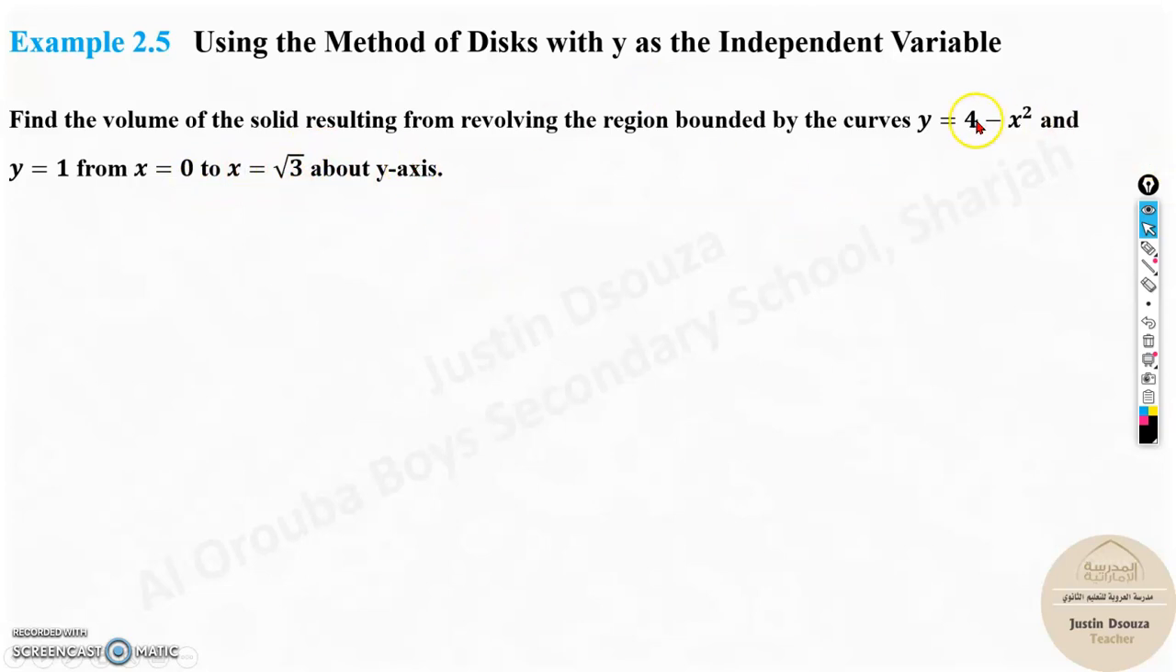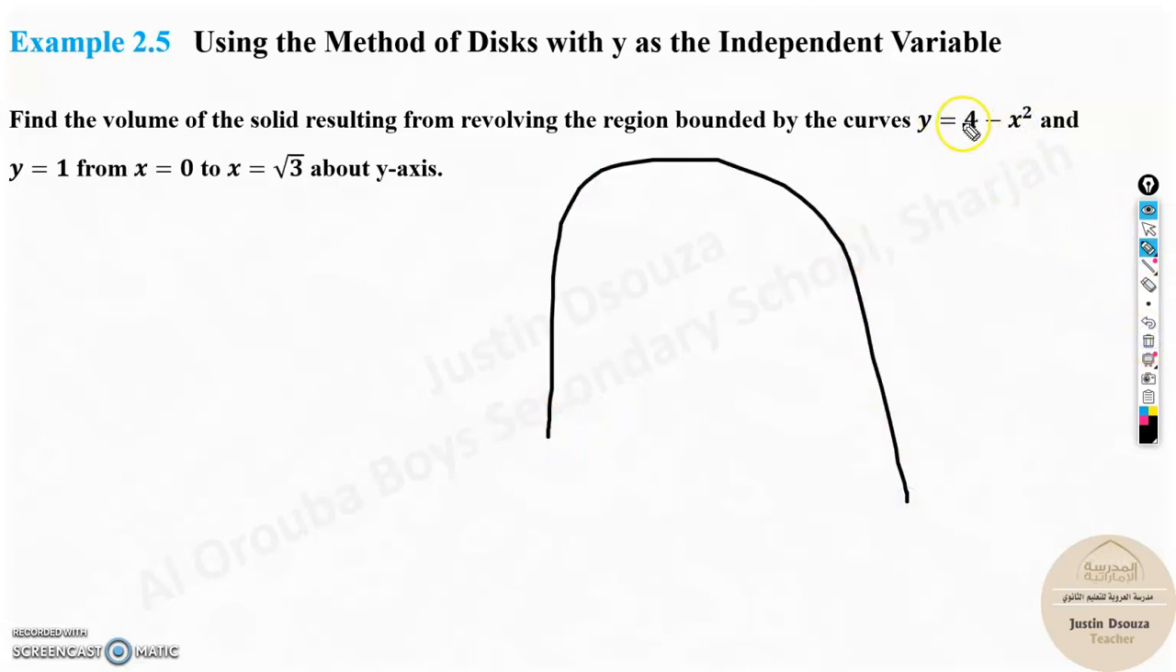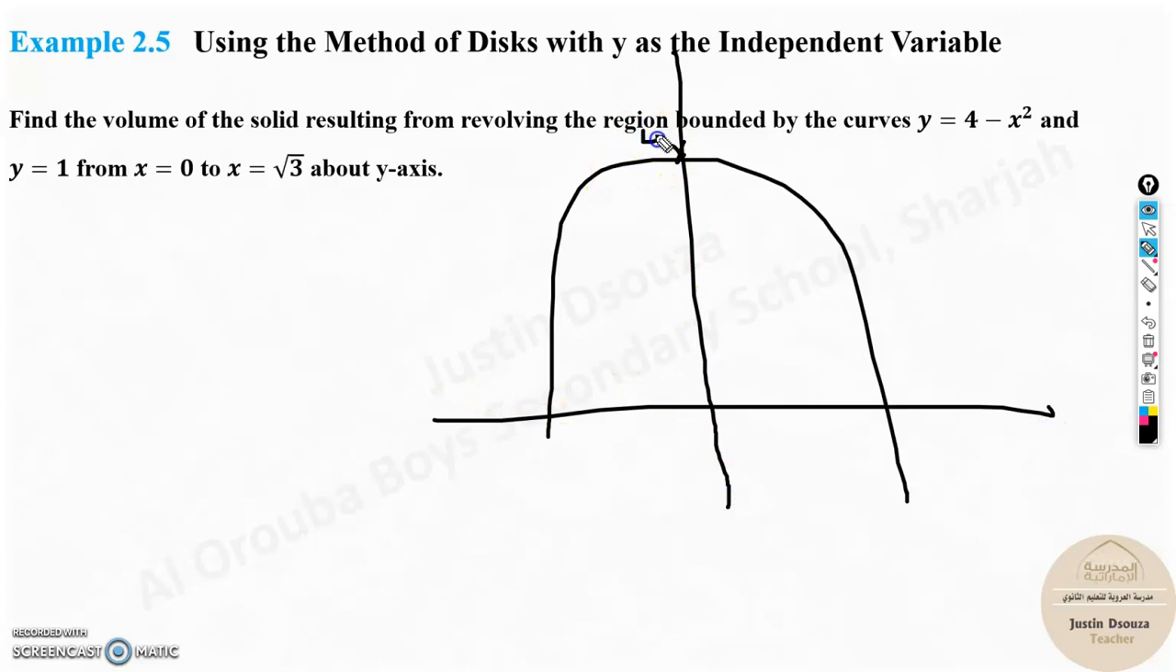So now if we see this, it's what, a parabola, a negative parabola. So it'll be like this. But this 4 denotes it is having the y-intercept at 4. So if it's like this, this is 4.